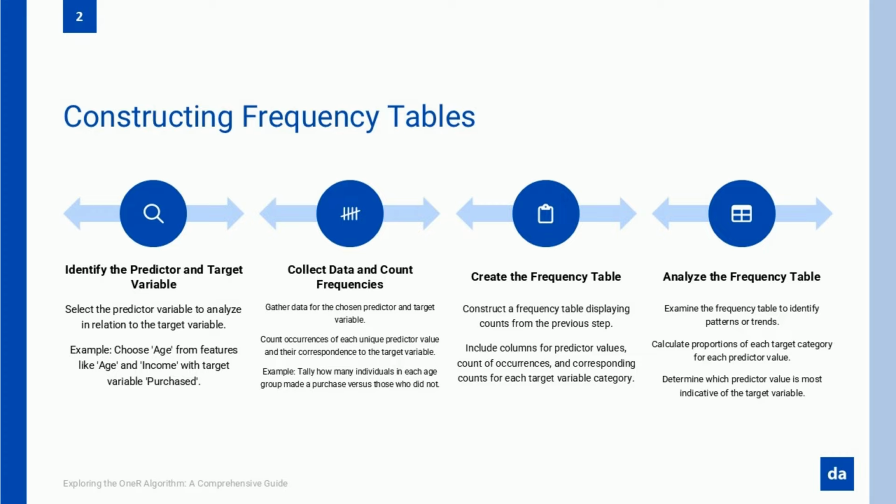At first glance, this might seem mundane, just counting things and organizing them into a table, but don't let the simplicity fool you. The insights hidden in these tables are the key to the OneR algorithm's power. They reveal the relationships that drive the single rule, helping you move one step closer to actionable insights. So, constructing frequency tables isn't just about crunching numbers, it's about uncovering stories hidden in the data. Are you curious to see how these tables transform into a single rule? Let's keep going and uncover the next steps.